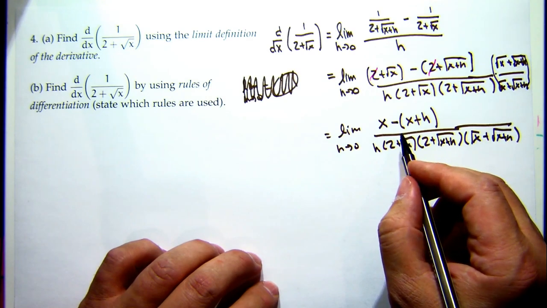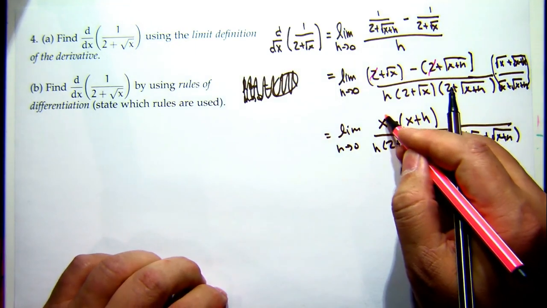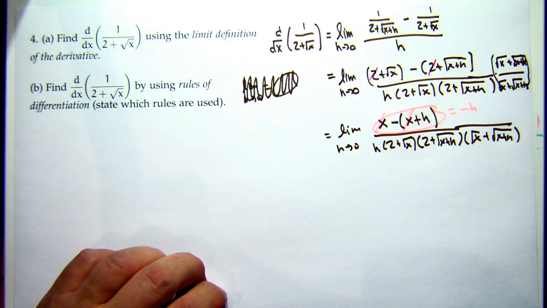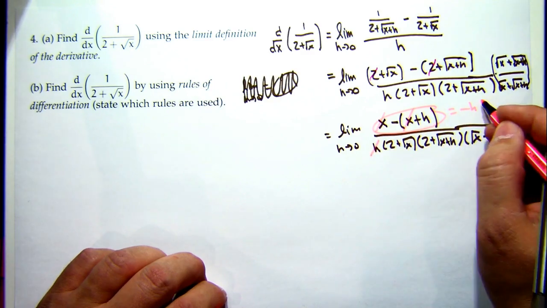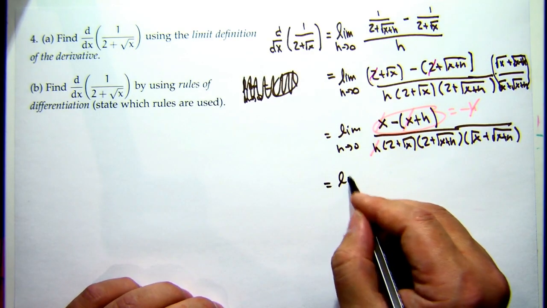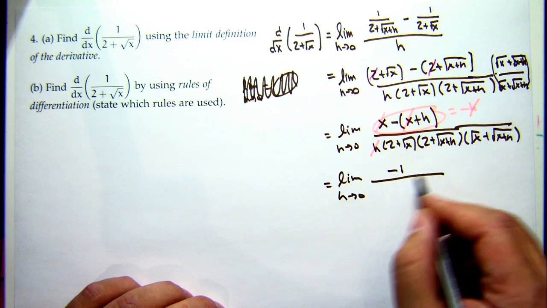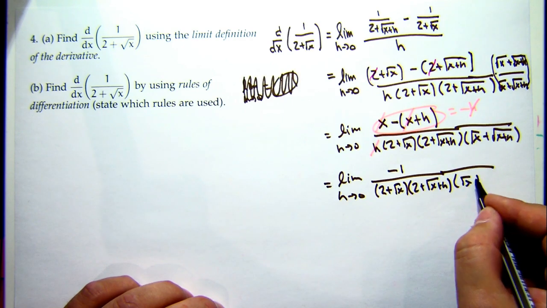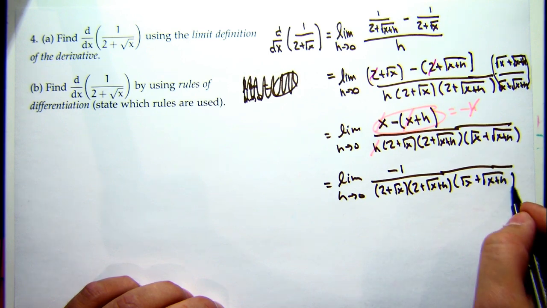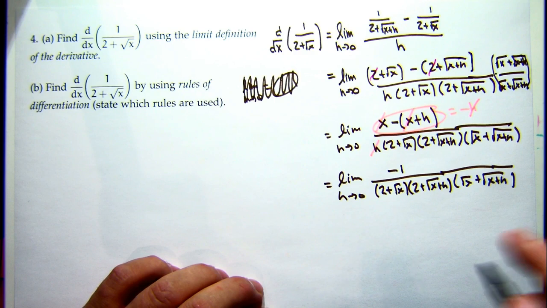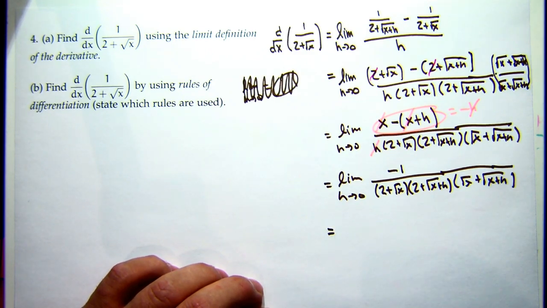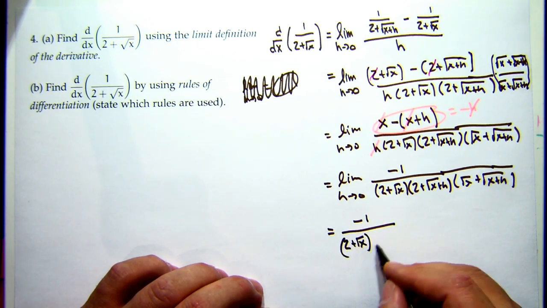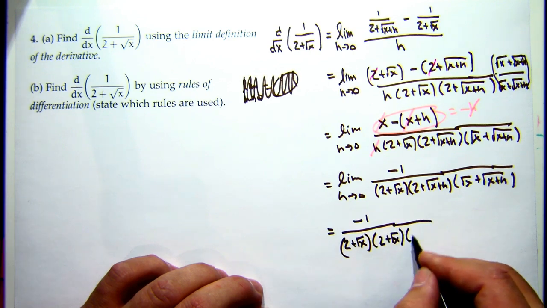Okay. Now, what happens upstairs? The x's cancel. Then you really have negative h. But then what happens? The h's cancel. So what you really have is this becomes the limit as h goes to 0 of negative 1 over 2 plus root x times 2 plus root x plus h times root x plus h. And now what do we do? Plug in h equals 0. And you're not taking the limit anymore, so we don't write limit, because we've taken the limit. Negative 1 over 2 plus root x, 2 plus root x, root x plus root x.